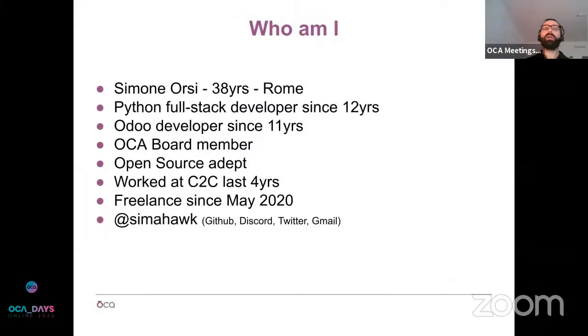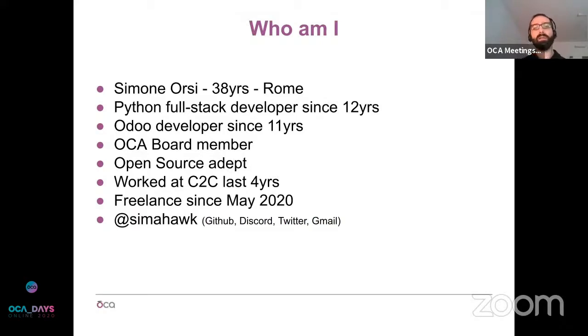So first of all, a couple of words about who I am. I'm Simone Orsi, 38 years old, and I live in Rome. I'm a Python full stack developer since 12 years, working with Odoo since 11 years. The first one was OpenERP version 5. I'm an OCA board member since this year, and I'm an open source adept.